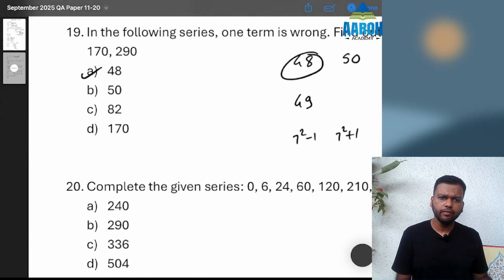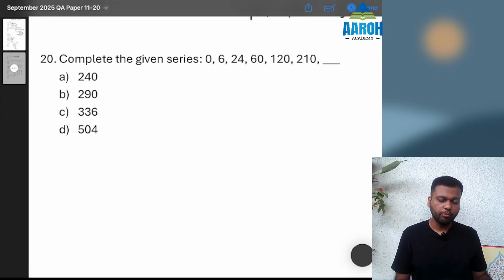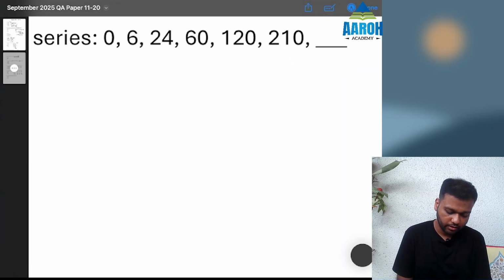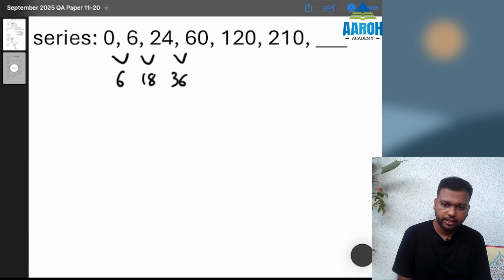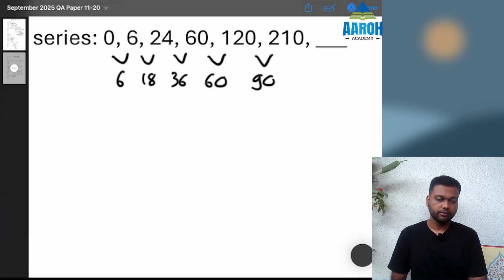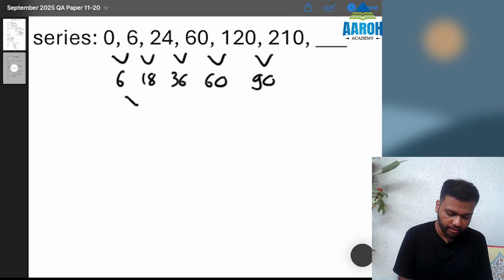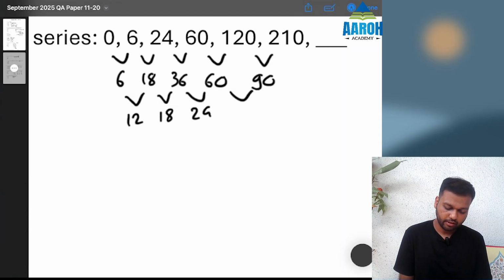Fine. Last 20th, complete the given series. Again, first thing is always difference. So let's see, 6, 18, 36, 60, 90. There is no pattern yet because 6 into 3 is 18, 18 into 2 is 36. Fine. Let's take second difference. 6 and 18 difference is 12, 18, 24 and 30.